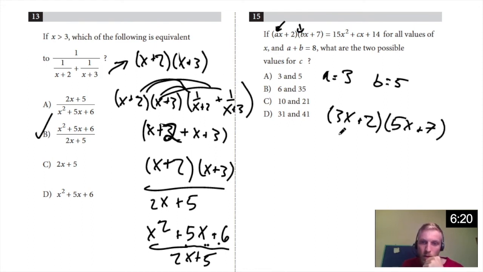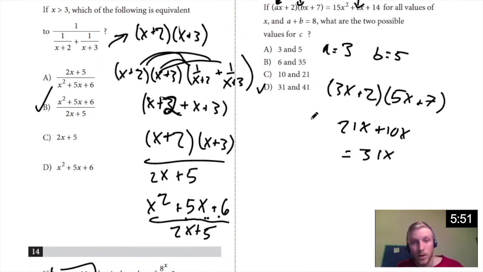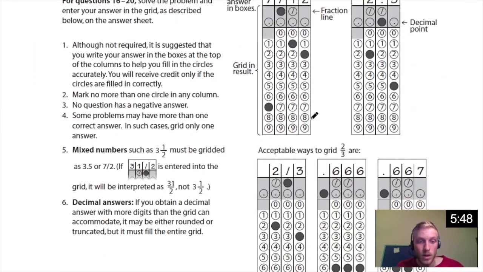So we're going to have 3x times 7, that's going to be 21x, and 2 times 5x, that's going to be 10x, plus 10x equals 31x. So c's answer is 31. And I only see one answer here in which that's the case. I'm not going to switch these terms, but if we switch these terms and use 5 for a, and let b equal 3, then we should find that 41 is the other answer, but we're not doing great on time, so I'm going to try to move along here.